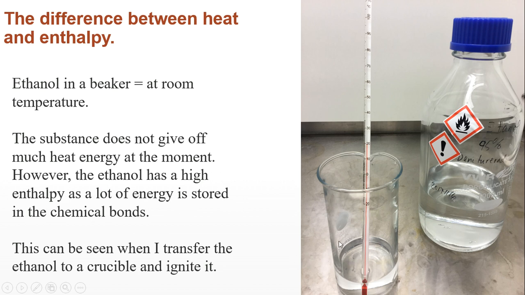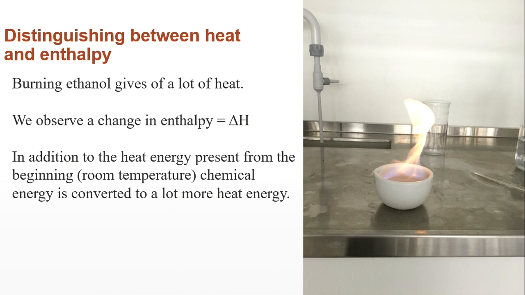So I transfer this to a crucible because I don't want the glass to crack, and then I ignite it. Let's see what happens. Look here, we have about 20 degrees, so current room temperature. When I ignite it, it starts to burn and it gives off a lot of heat. And this heat has to come from somewhere, and it comes from the chemical energy being converted into a lot more heat energy. We have a change in enthalpy because energy is released from the system to the surroundings.